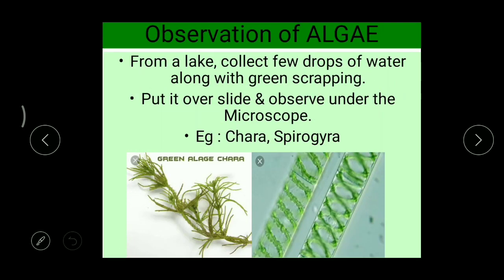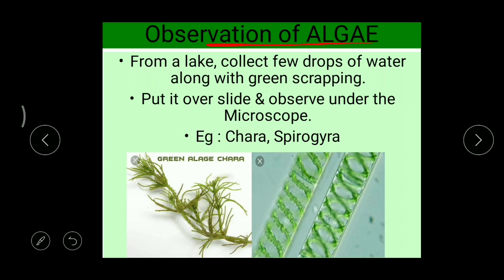Now the next one, observation of algae. Now what does algae mean? Generally we can find algae in our surroundings, especially in rainy season, when water is stored for a long time in small ditches. After a few days we can find some green structures developing in that water, and what we call that is algae.